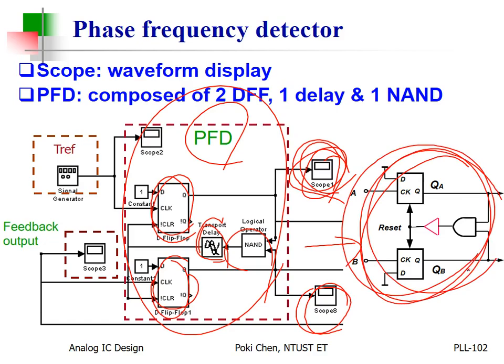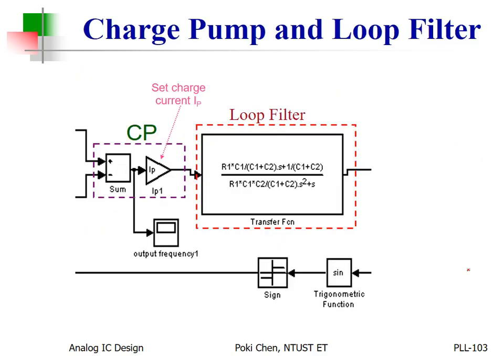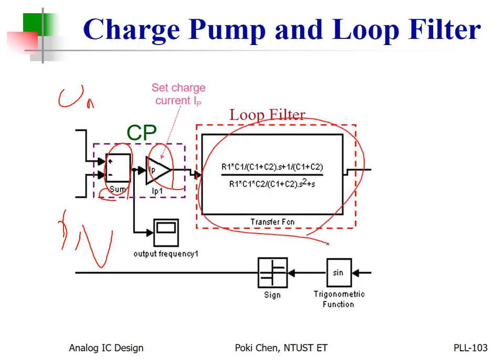One by one. And how about the charge pump? The same. This is some kind of summer, positive for up, negative for down, okay? And IP, the charging and discharging current, okay? And how about the loop filter? According to the Laplace transform, you just input the overall equation into the function block, okay?